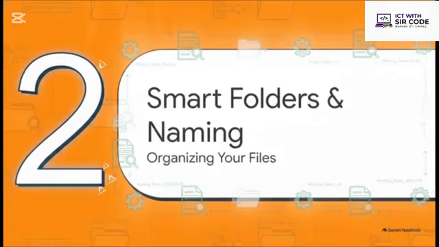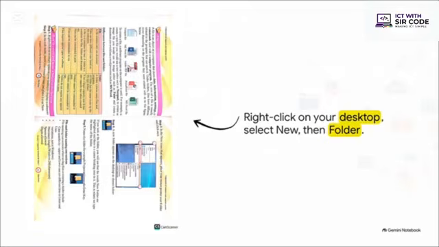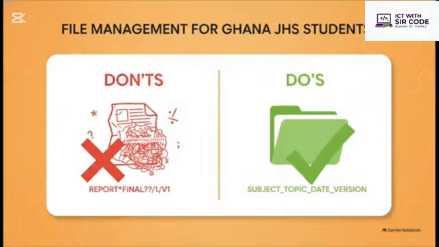Moving right along to Section 2, Smart Folders and Naming. It's actually incredibly simple to create a digital container for your work, yet so many of us rarely do it. All you have to do is right-click an empty space on your desktop, choose New, and click Folder. Boom! Instantly, you have a home for your files. Instead of leaving all your homework scattered randomly on the desktop, you can group everything into folders nicely named by subject or term. But here's the catch.